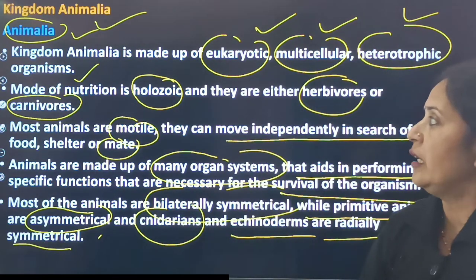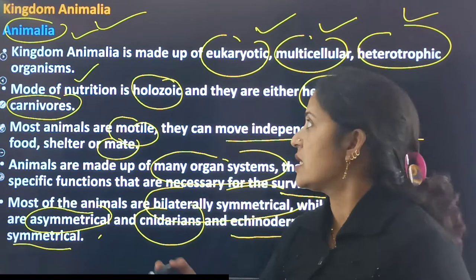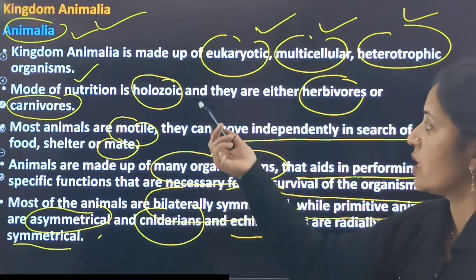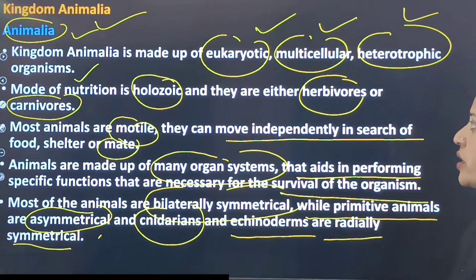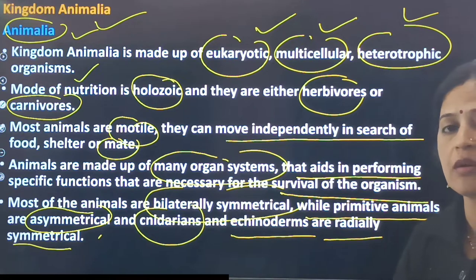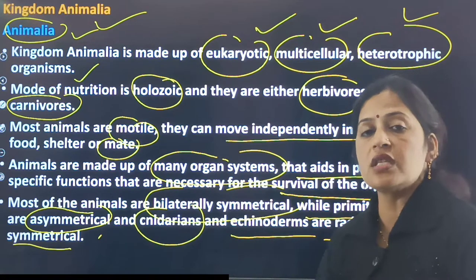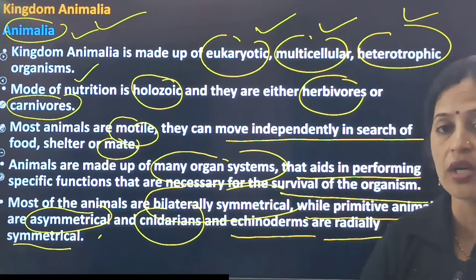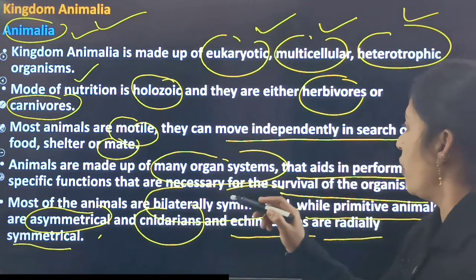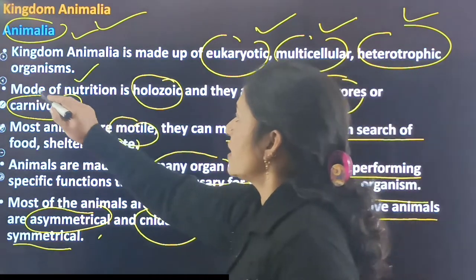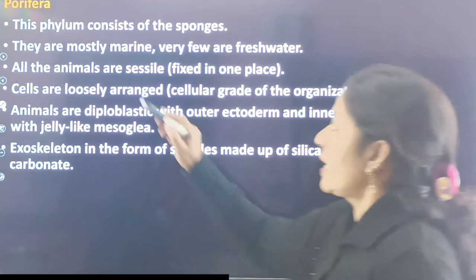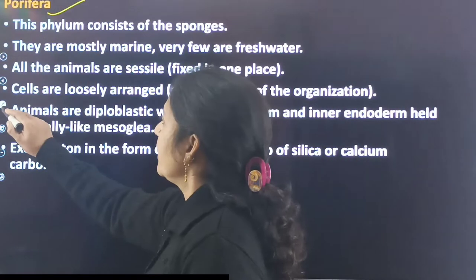So this is the Animalia. Kingdom Animalia is made up of eukaryotic, multicellular as well as heterotrophic organisms. Their mode of nutrition is holozoic, and they are either herbivores or carnivores. Most animals are motile, and they can move in search of food, shelter, as well as mate. Animals are made up of many organ systems performing specific functions that are necessary for the survival of the organisms. Next is Porifera.